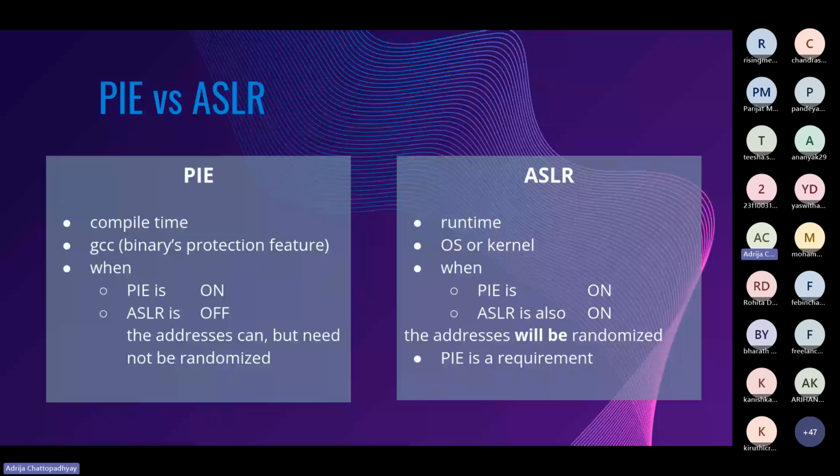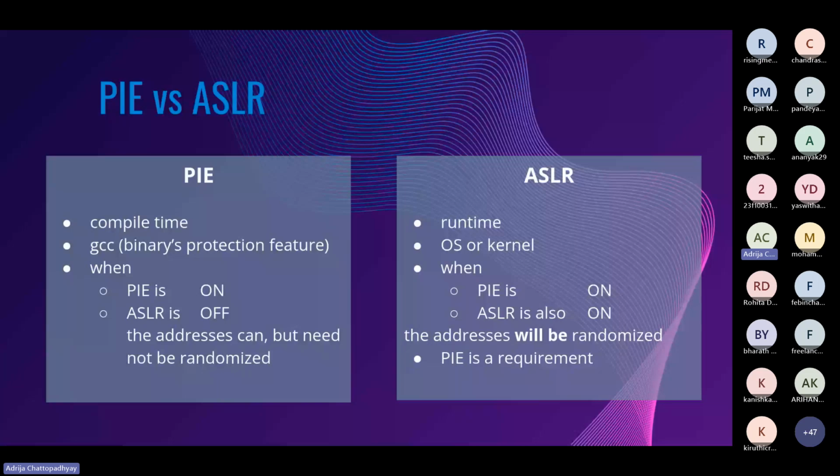Okay, now let's consider the case when PIE is on and ASLR is off. Here the addresses can but need not be randomized. So I can have randomization, but it's not necessary. It's not guaranteed that between every run the addresses will get randomized, but they may. If both PIE and ASLR are on, then the addresses will definitely get randomized. Between every instance of the run, the addresses always change. And for ASLR to work, PIE is a requirement.